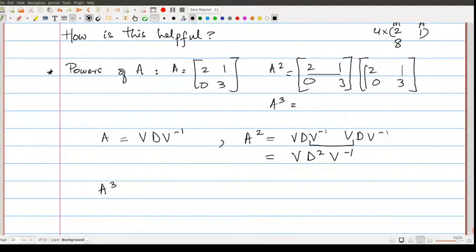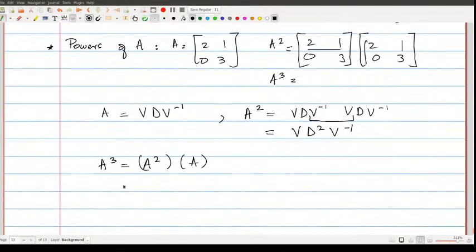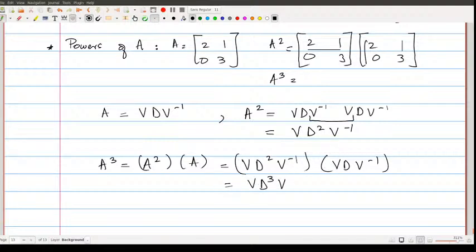If I do A cubed, then A cubed is simply A squared times A, right? So A squared I've already seen, which is V D squared V inverse, and then A is just V D V inverse, and I again get this multiplication of V inverse and V, which means this is going to be V D cubed V inverse. So any power of A, A to the k, is going to be V D to the k V inverse, right? And that's a nice little thing to have.